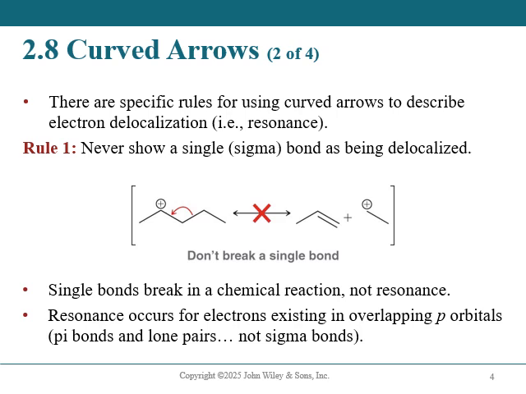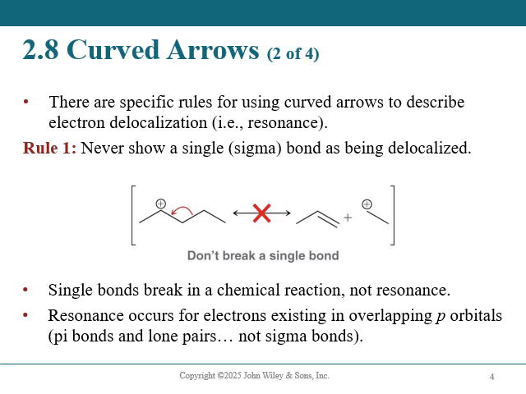There are specific rules for using curved arrows to describe electron delocalization, in other words, resonance. Never show a single bond or a sigma bond as being delocalized. We can't do that because, for instance here, this is just one pair of electrons. If I tell you that they're moving, I am essentially breaking this bond, unless that is exactly what I intended to do, such as in a chemical reaction where the bond breaks, then it's not really correct. For resonance structures, we're not really breaking any type of chemical bond, so that wouldn't be accurate at all.